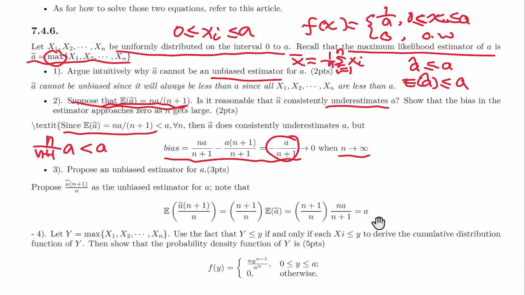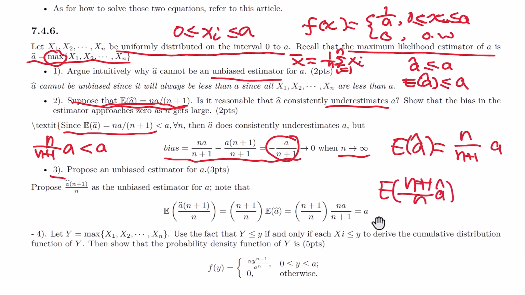All right. For part 3, propose an unbiased estimator for a. We can easily say E[a hat] equals n over n plus 1 times a. And then, of course, if we flip this factor in the front, it is going to be a. So this whole thing is going to be an unbiased estimator.